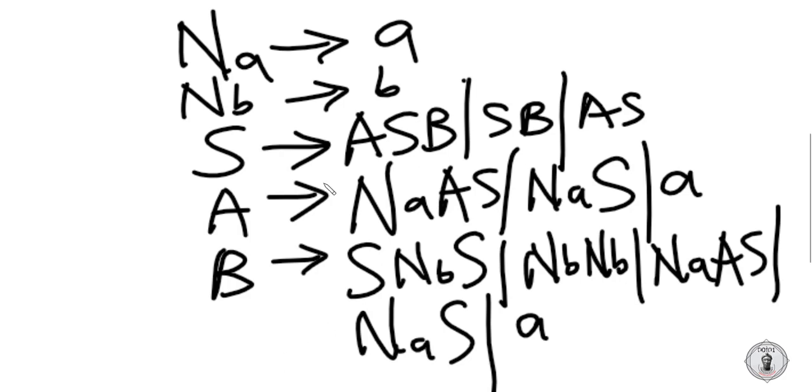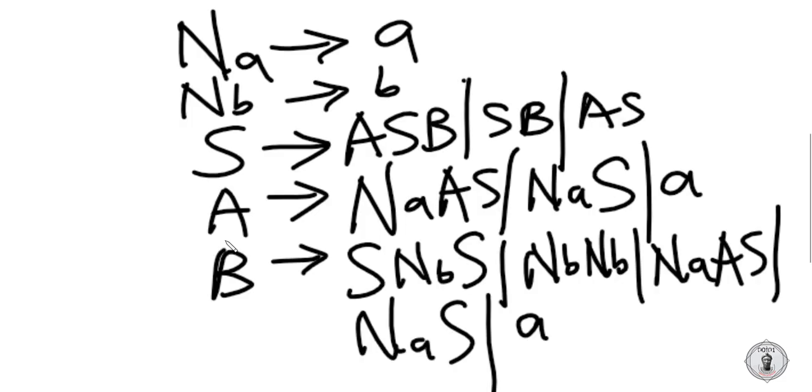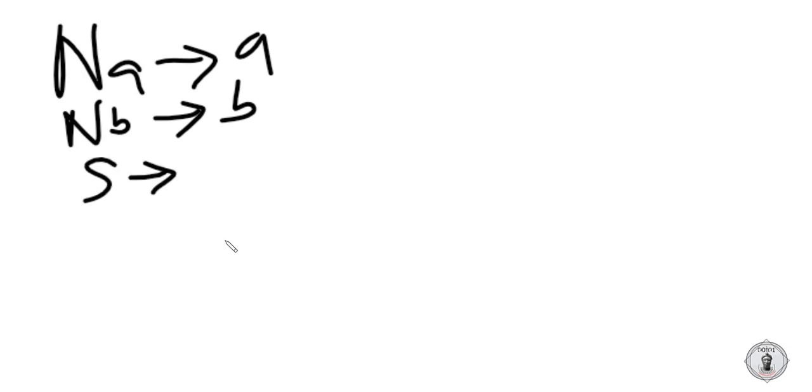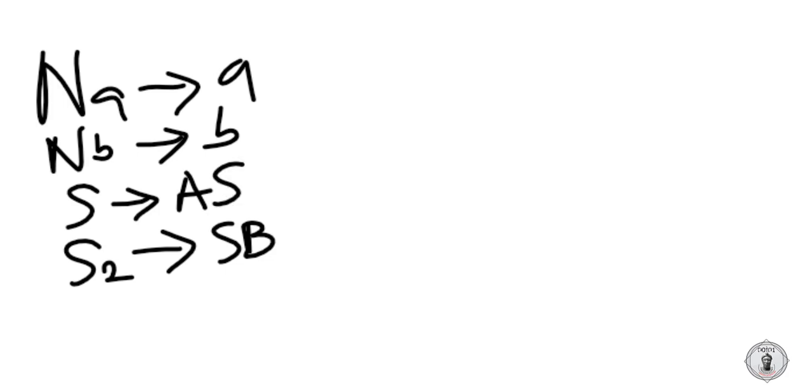So let me introduce, okay, let me rewrite this. Let's say NA produces A, NB produces B, S produces ASB. Remember, I'm still copying my data, but I have to break this guy into another non-terminal. So I can create another variable called S2 and call this SB, because I'm copying everything here into this place. So I'm going to get rid of this and change this to S2. So now I have S2, so I can continue my copying.